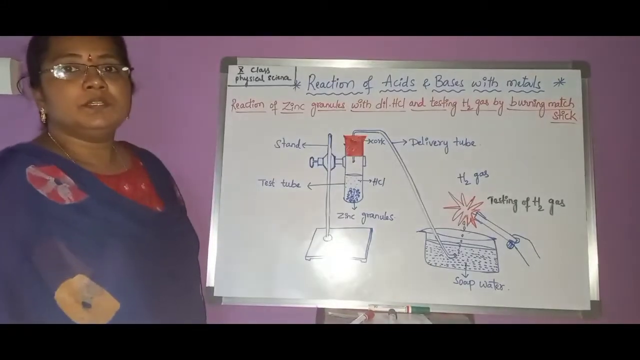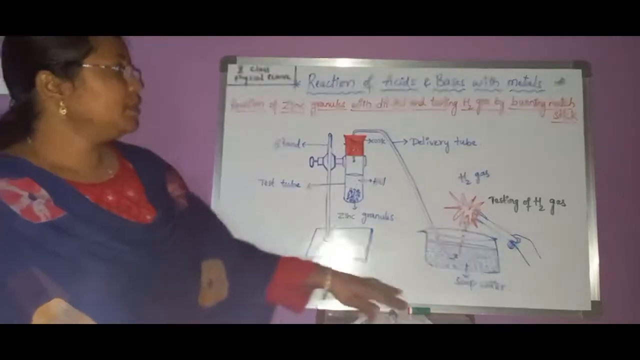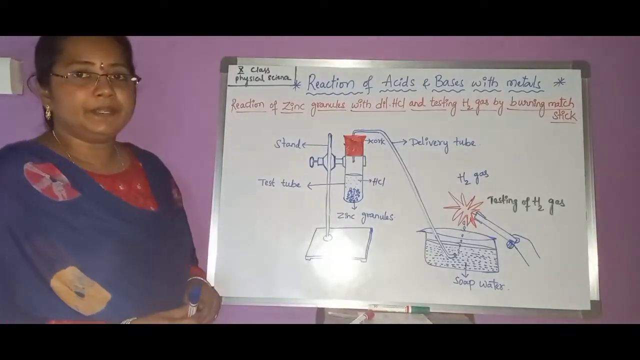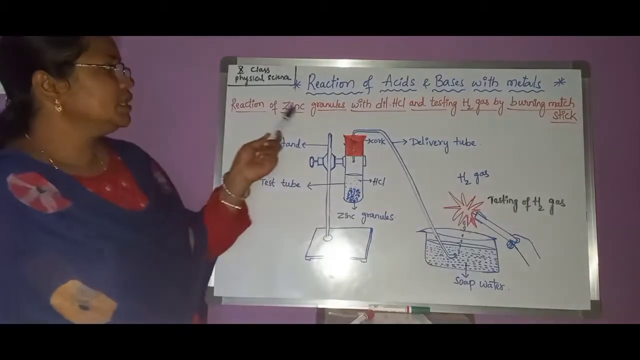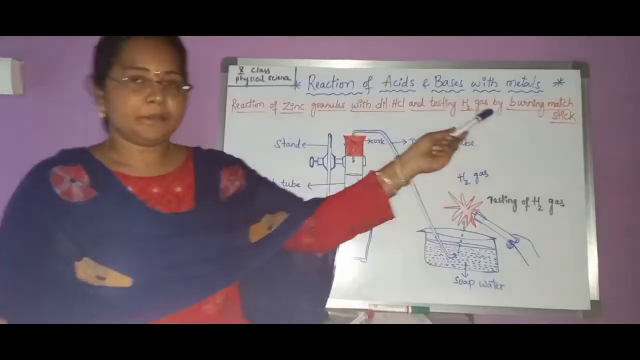Good morning, children. In today's class, we are going to learn about the reaction of acids and bases with metals: how acids and bases react with metals and what they liberate. Okay. So, reaction of zinc granules with dilute HCl and testing hydrogen gas by burning matchstick.